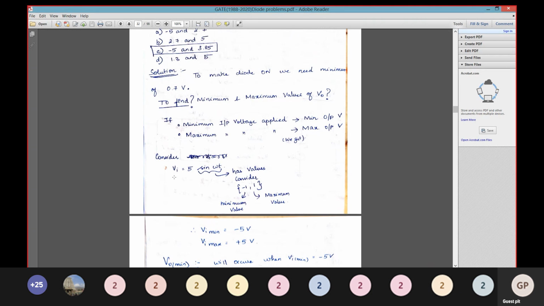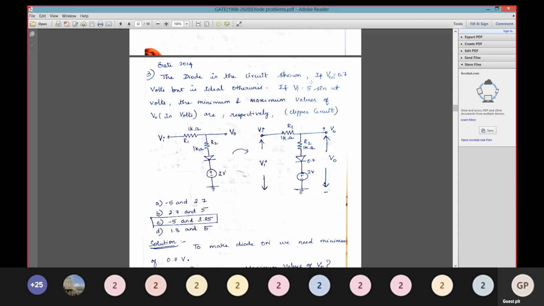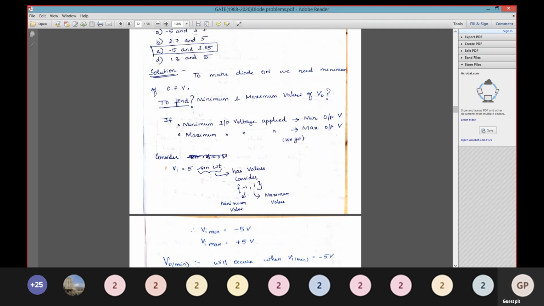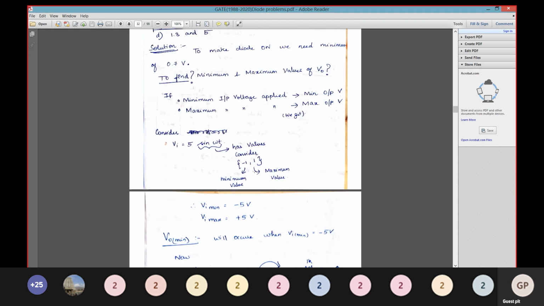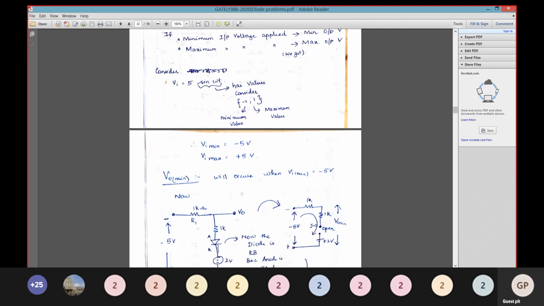What is the input signal? Vi is equal to 5 sine omega t. We need to find the input voltage required. What are the maximum and minimum values of sine omega t? They are -1 and 1. When you substitute, Vi minimum is equal to -5 volt and Vi maximum is +5 volt.